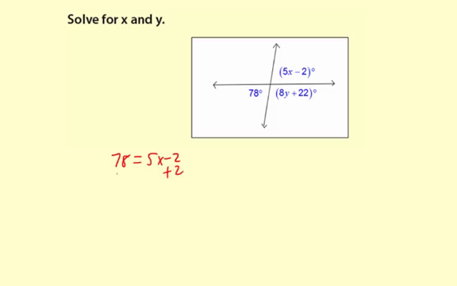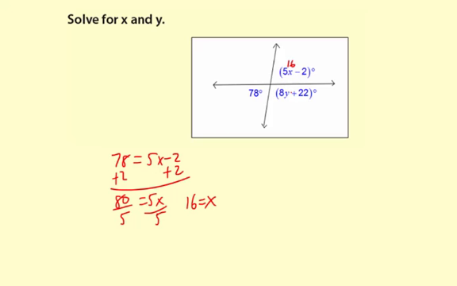Add 2 to both sides. 78 plus 2 is 80, which equals 5x. Then divide by 5 on both sides. So we're going to get 16 equals x. Now let's see, we'll just check real quick. 16 times 5 is 80. And then minus 2 is 78, so that does work. 16 is correct.